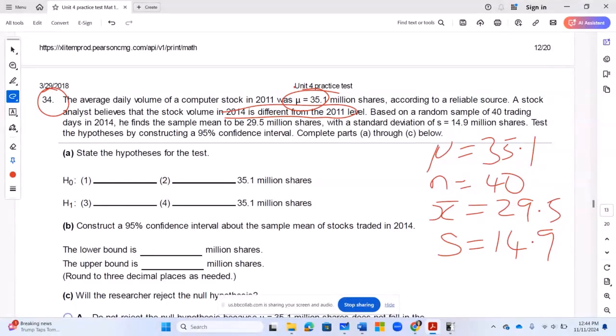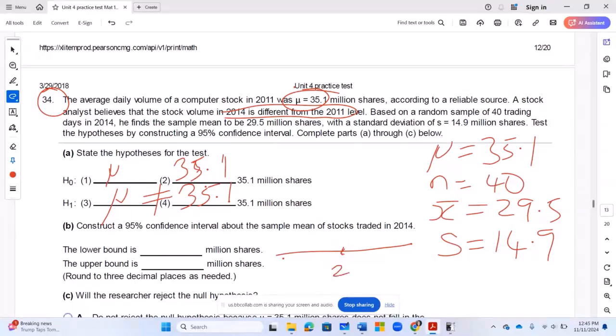By the way, whenever I'm doing a two-tailed test, I can actually use a confidence interval to test the claim. So first of all, I state the claim: the mean is equal to 35.1, and the alternative is the mean is not equal to 35.1. Now construct a 95% confidence interval. I am already given the x-bar.